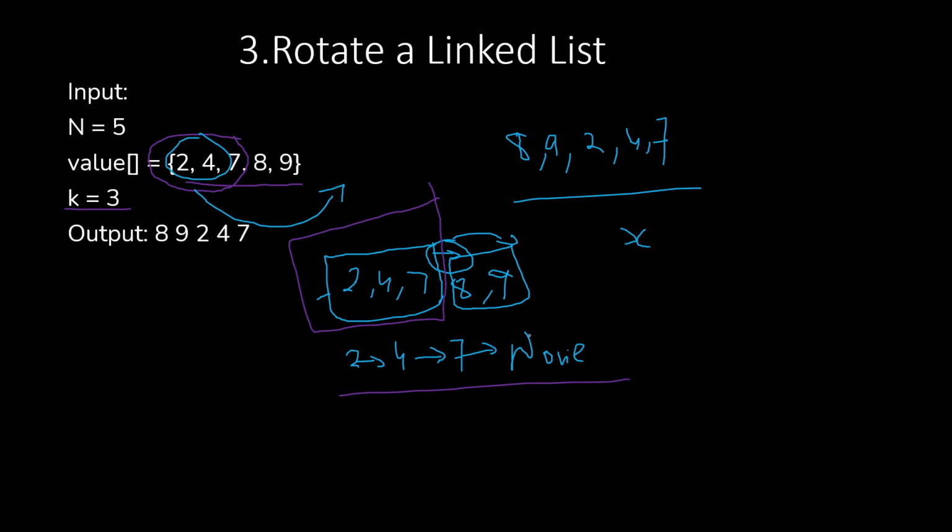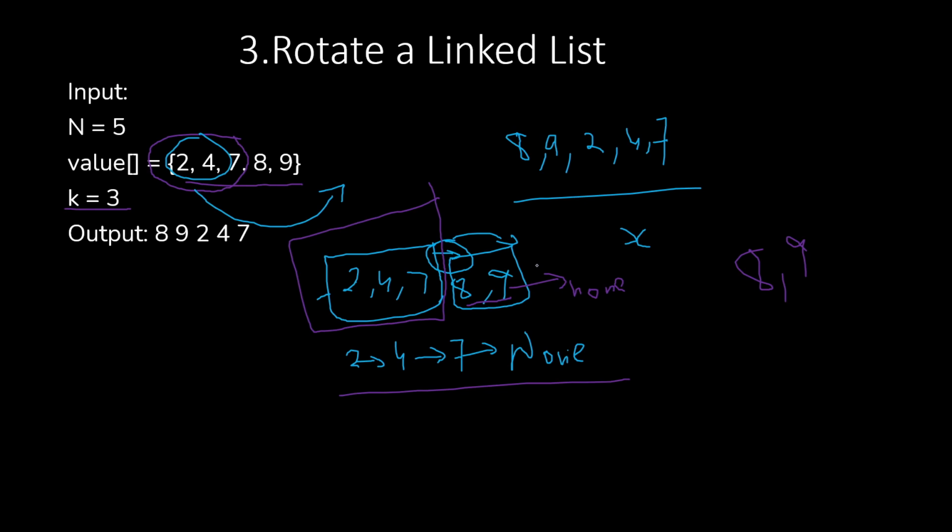We will take another loop. We have discontinued the iteration here after length 3, which was k equals 3. We'll take another loop and we'll iterate this 8 and 9, till we reach the None value. After iterating 8 and 9, the next address for this 9 was None earlier, right? Now what will we do?